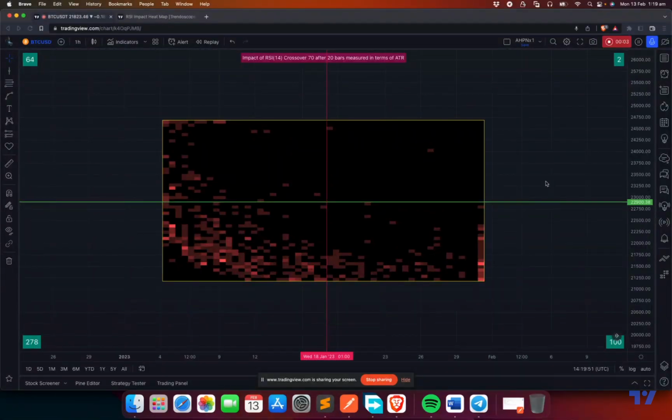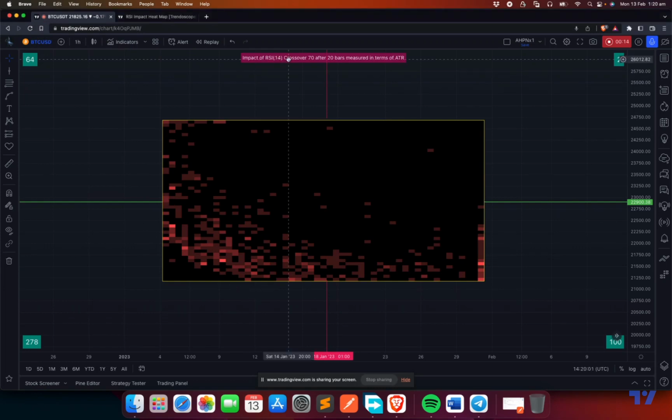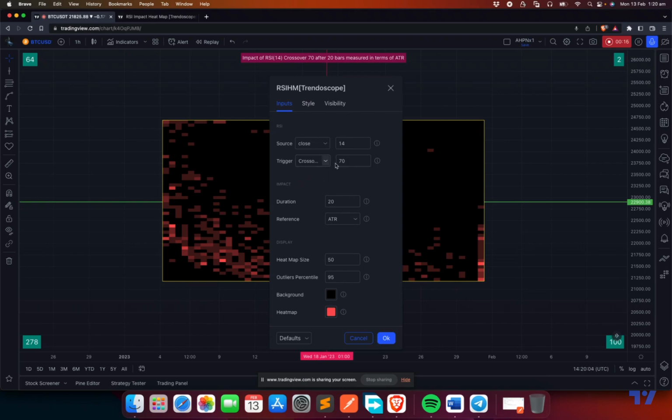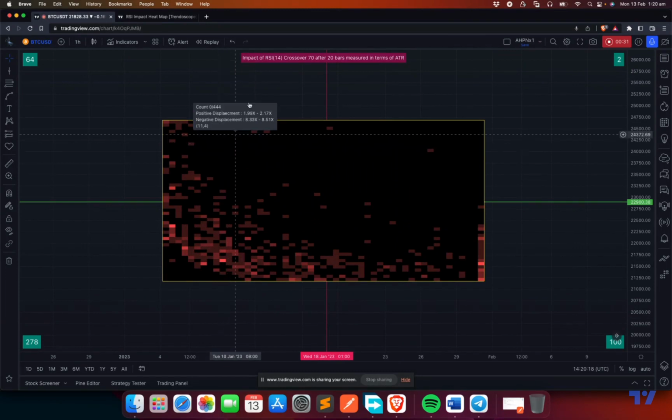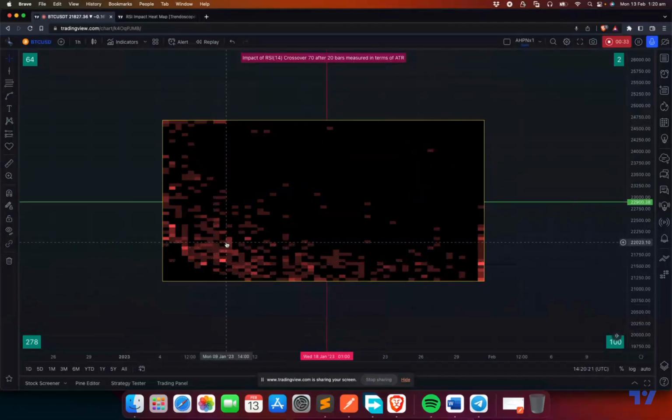In today's session, let's talk about our new indicator, RSI impact heat map. So this is a very simple indicator, and what we do here is we try to capture certain RSI events such as crossover of 70 or crossover of 30, or whatever the user configures here, and then we'll wait for a certain number of bars and measure what is the positive price movement and negative price movement in that particular number of bars and plot it here in the chart.